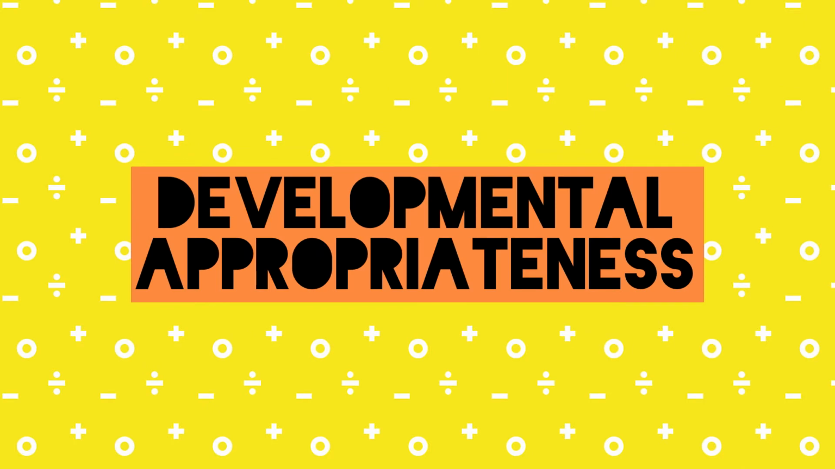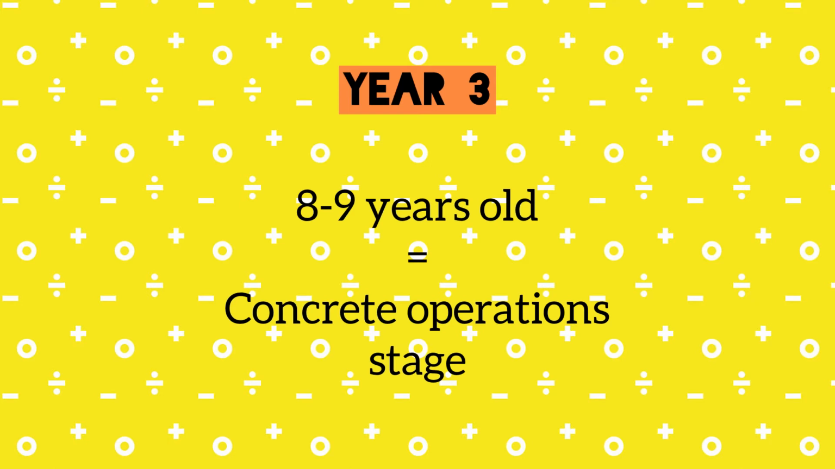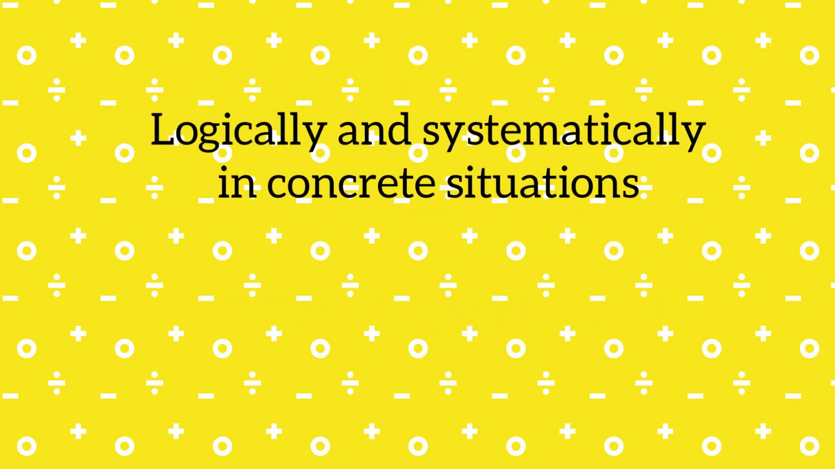Students' developmental stages often dictate the style of pedagogy which will be the most beneficial to building their mathematics understandings. In Year 3, students are 8 to 9 years old. According to Piaget, students of this age are in the concrete operational stage, suggesting that children are now beginning to think logically and systematically in concrete situations.